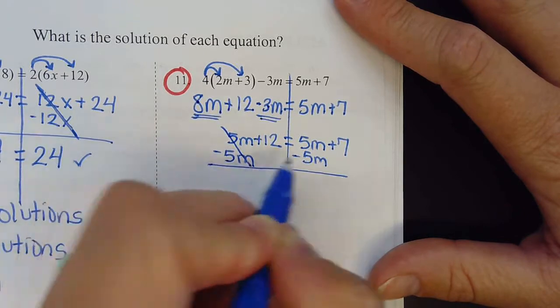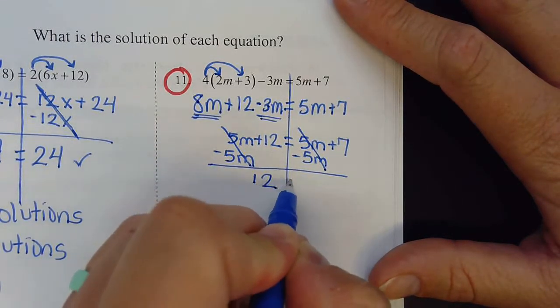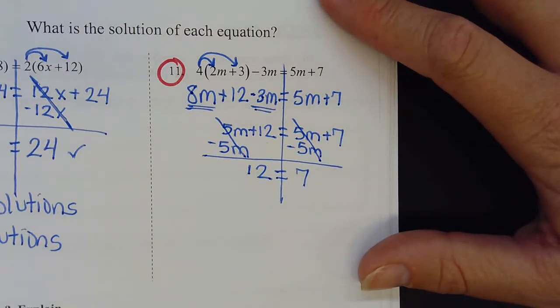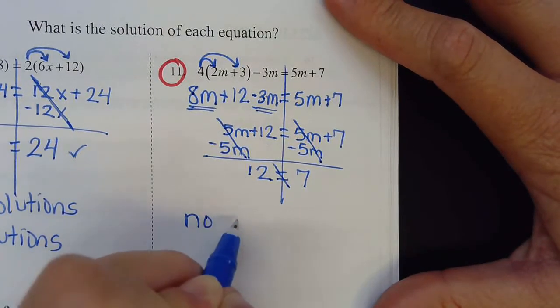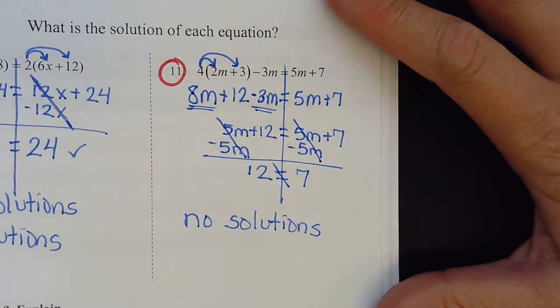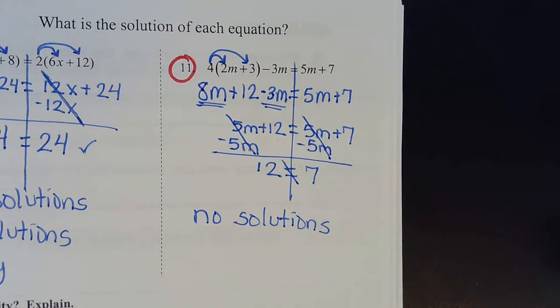And again, they cancel. But this time I'm left with 12 equals 7. Does 12 equal 7? No. So if 12 doesn't equal 7, that means that this is no solutions. That means that no matter what values I try to plug in for x, I will never, ever be able to get the left and the right-hand side to be equal to each other.